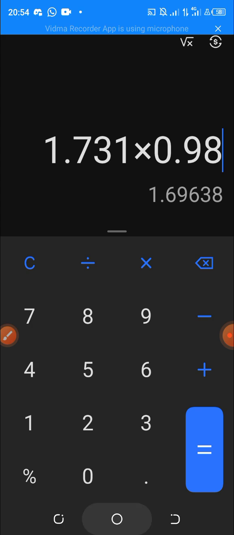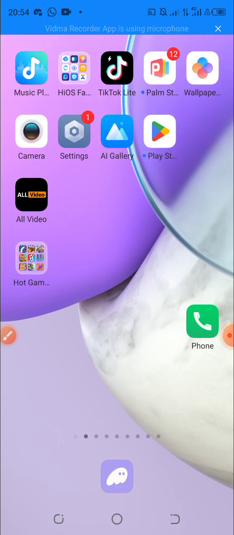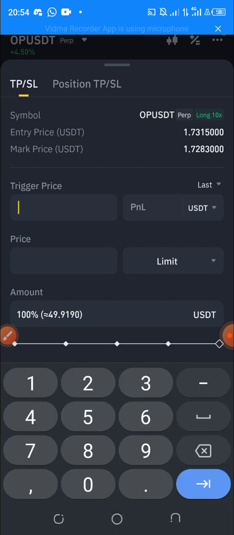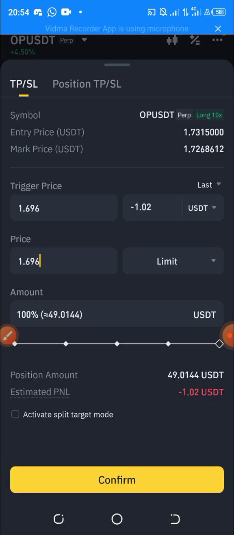So I will go to my stop loss, and I will type 1.696. So once it comes down by 2%, I want to take my losses and exit the trade. So I'll be having a loss of $1.02 once this coin comes down by 2%. So I click on confirm.